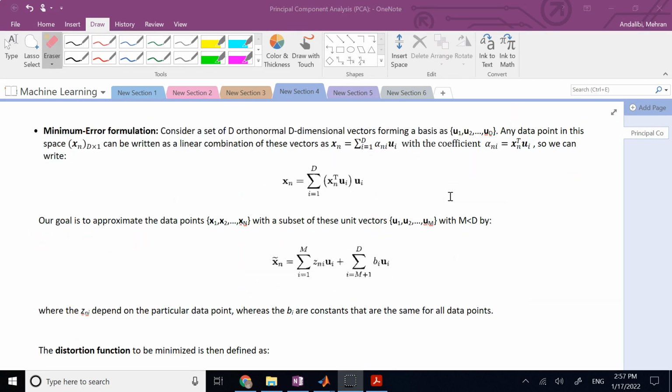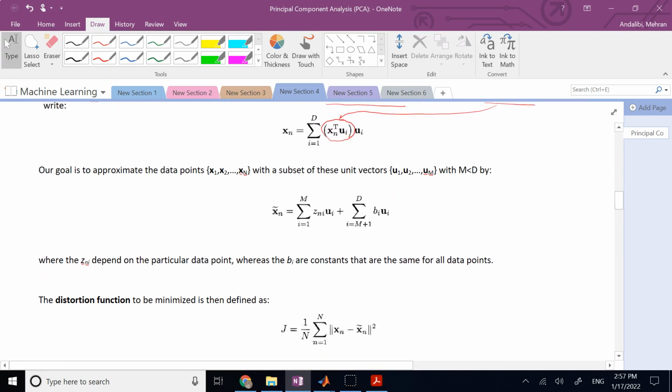The second formulation is called minimum error formulation. It says, if you have d orthonormal d-dimensional vectors forming a basis, call these vectors U1 to UD. If you consider any data point in this subspace Xn, you should be able to write it as a linear combination of these U's, right? You can write Xn as a summation of alphas times U's, where alphas are the dot product between Xn and the U's. We know that one, right? As long as they form a basis, we can always do that.